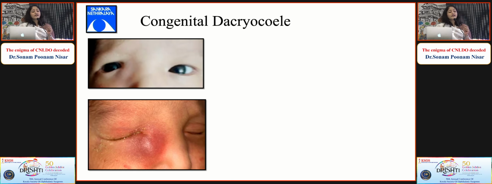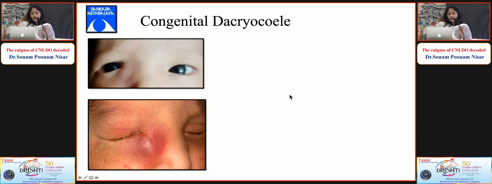Now, there is an entity which all of us must be aware of, and that is congenital dacryocele, also known as an amniotocele, because the fluid that is collected within the sac is the amniotic fluid. Now, this is something that, yes, you will see right from birth. In fact, many scans can actually diagnose this in utero as well.